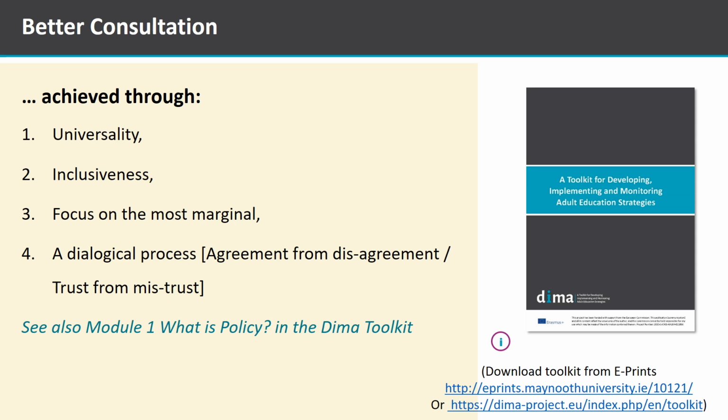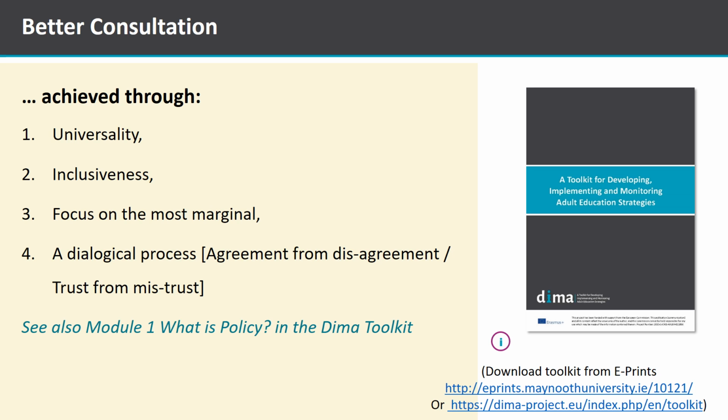We suggest that better consultation can be achieved through universality, which is whatever system it is designed so it applies to everybody. It is particularly designed so that it is inclusive. So inclusiveness is our second step in better consultation. This leads to the third step, which is that the consultation is better if it focuses on the most marginal, those who are on the edge, those who are most marginalized.